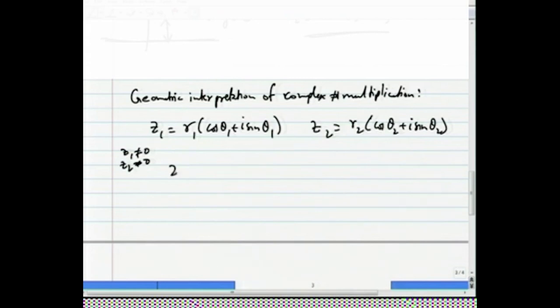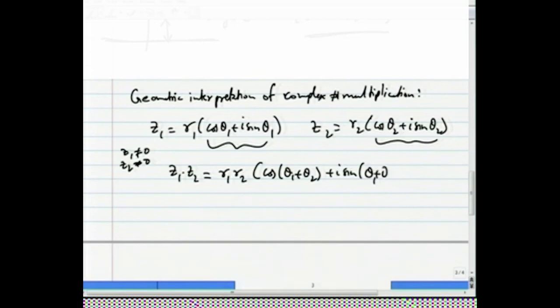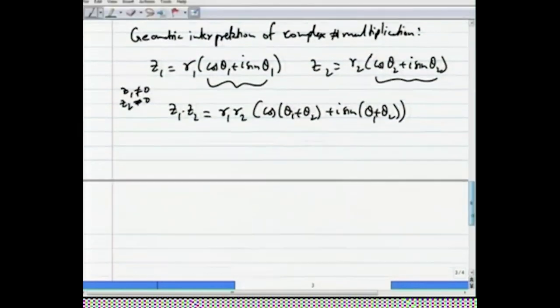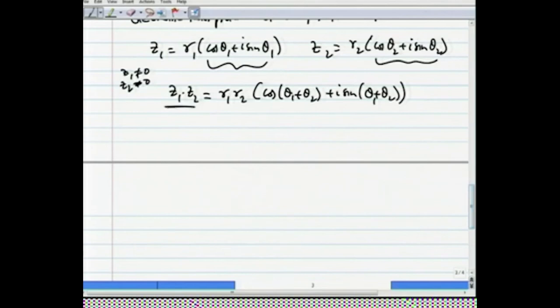Okay, then z1 times z2 we can work out is r1 r2 times, when you multiply this expression with this expression, you get cosine theta 1 plus theta 2 plus I sine theta 1 plus theta 2. Okay, so this complex number z1 times z2 has modulus r1 times r2, and an argument for z1 times z2 is theta 1 plus theta 2, where theta 1 is an argument of z1 and theta 2 is an argument of z2.